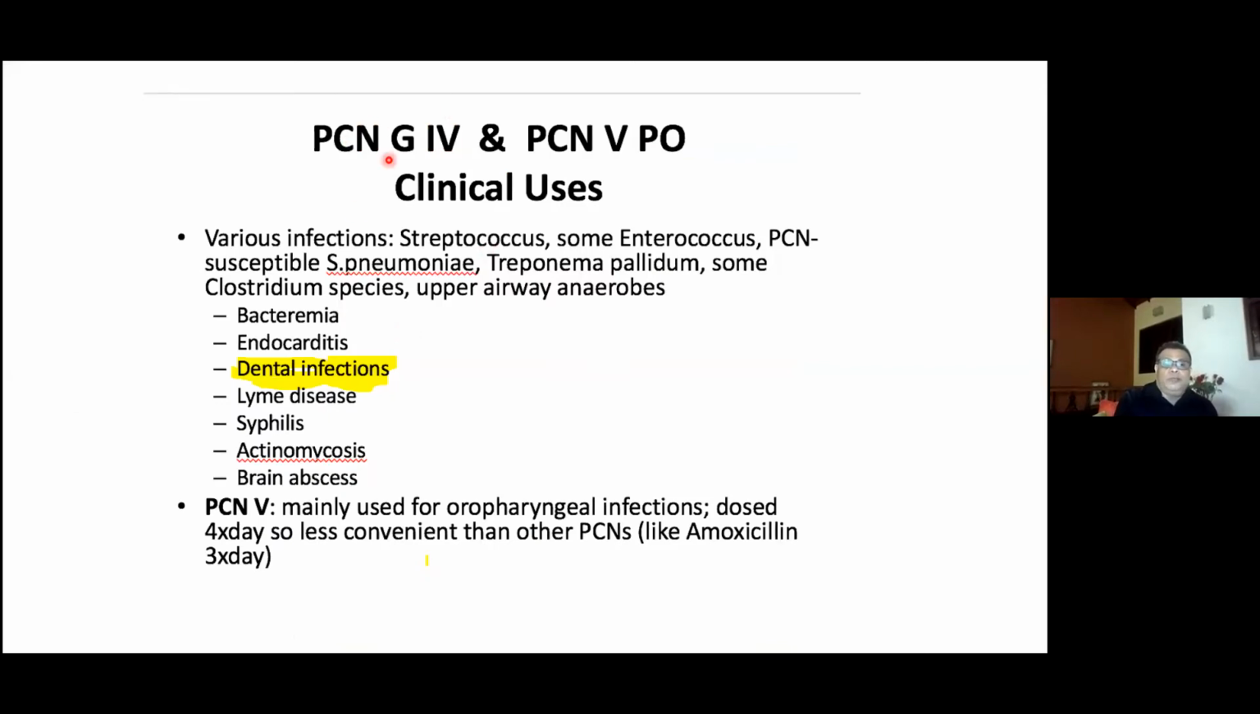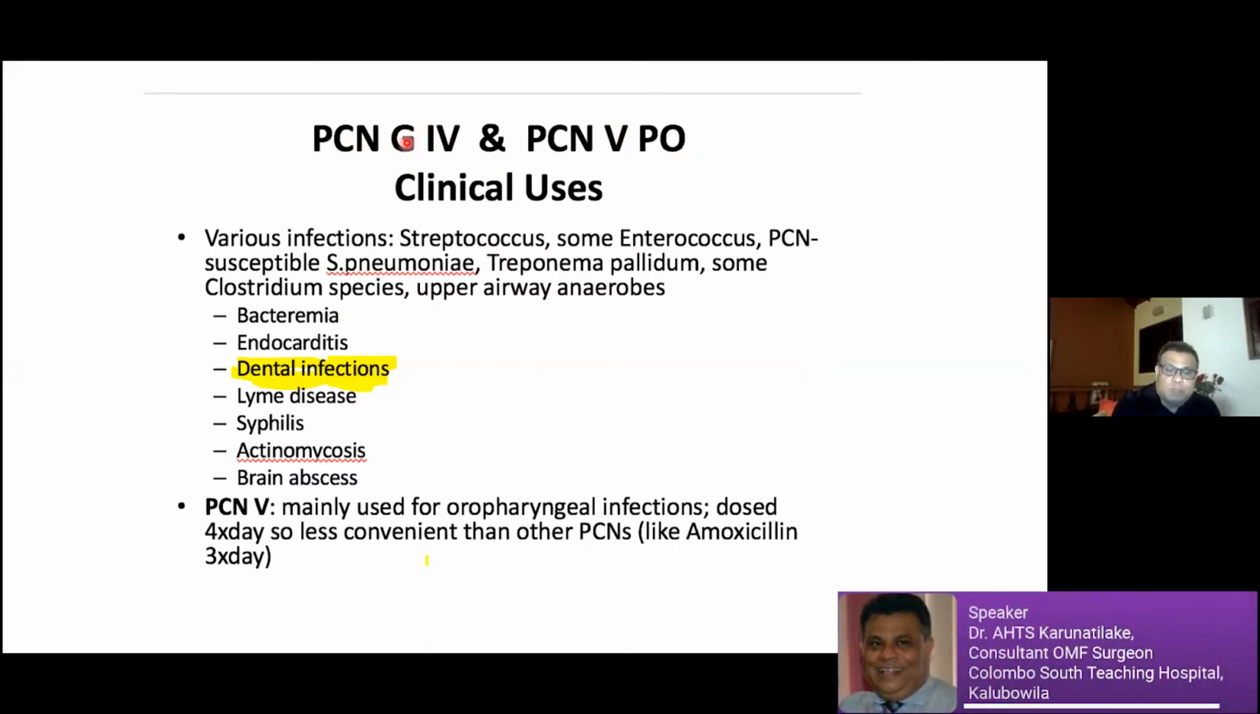These are the first invented penicillins. Penicillin G is the IV preparation and penicillin V is the oral preparation. Actually, what do G and V stand for? Nobody knows what they stand for. People suggest G is for gold standard, because at that time there was no chemical substance to combat bacteria, and penicillin was the first drug.